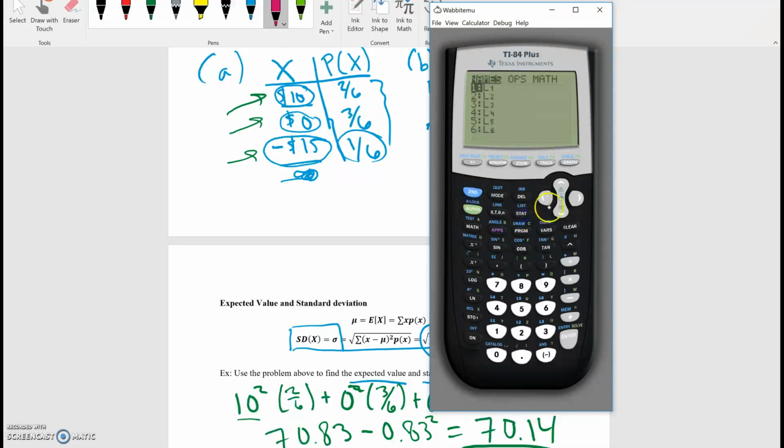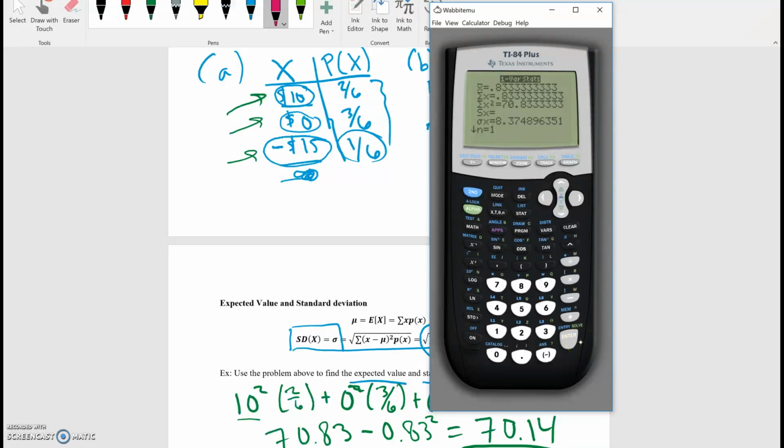Second stat, and go to calc, and one variable statistics. Okay, so I'm going to press one variable statistics. The list is L1, so that's where I put all my x values. My next one is my frequency. This is where all my probabilities go in. So make sure that you have L1 and L2 there. Okay, then I'm going to go down to calculate, right? And what I get is, ta-da!